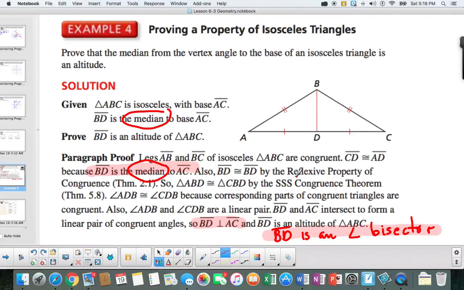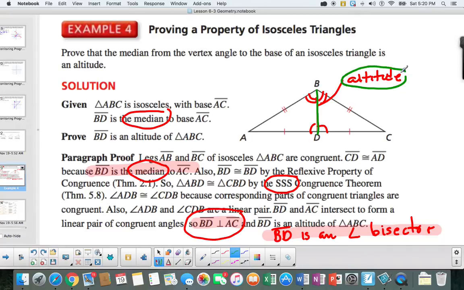If you make the triangles congruent, SSS is the way to do it, then you're going to get this angle congruent to this angle. And since they both add up to 180 and they're congruent, it forces them to be perpendicular. So not only is this a median, but this can also be called an altitude. And since the triangles are congruent, these angles are congruent, so it can also be called an angle bisector. So this one segment right here plays the part of 3: altitude, angle bisector, and median.